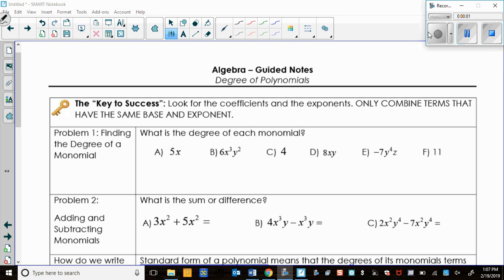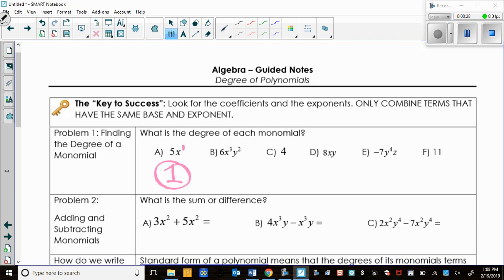Alright class, in this video I'm going to talk about the degree of a polynomial, and we're going to go ahead and start with the first set of problems here. I'm going to look at the exponent of each of these problems. For problem A, technically this is 5x to the first power, so I'm going to take the highest degree of this monomial, and the highest degree here is 1, so the degree of this number is 1.